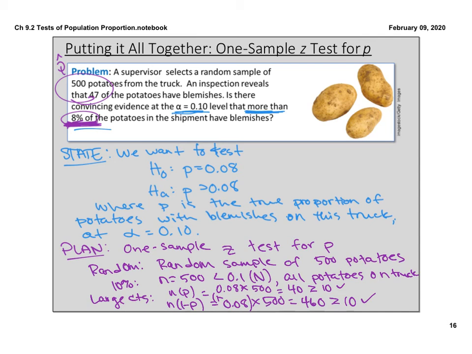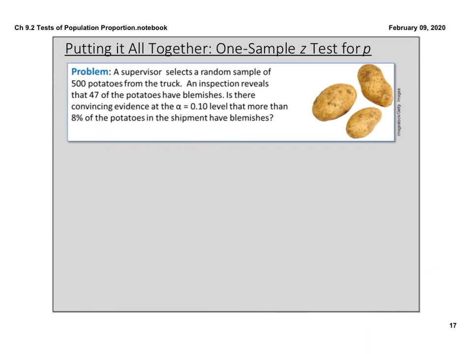So state the hypothesis and the parameter. Plan: name the test, do the conditions. All right, so now let's get into the do part. For do, I have to actually carry out the test.